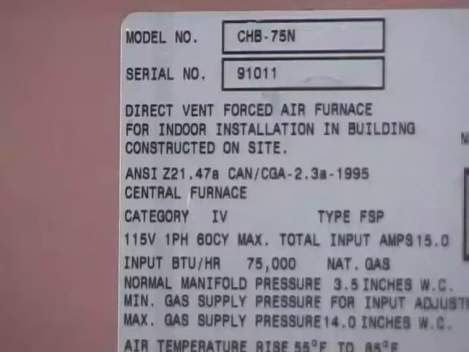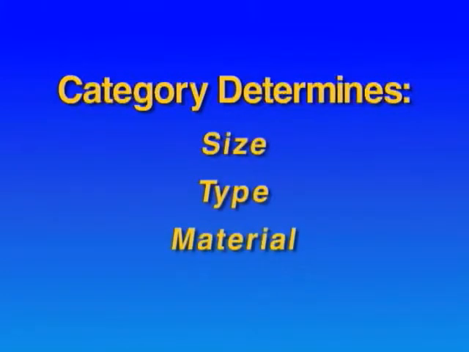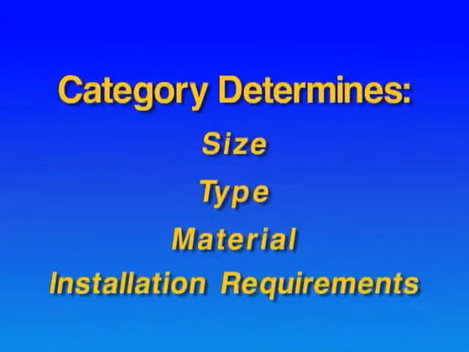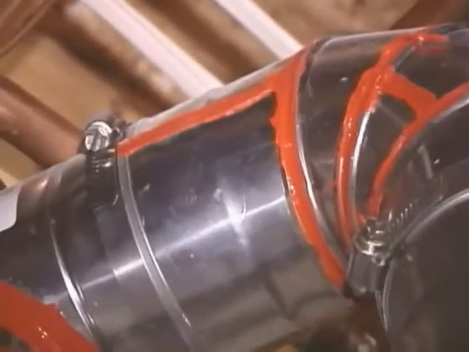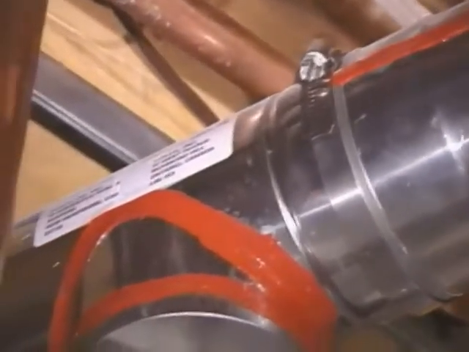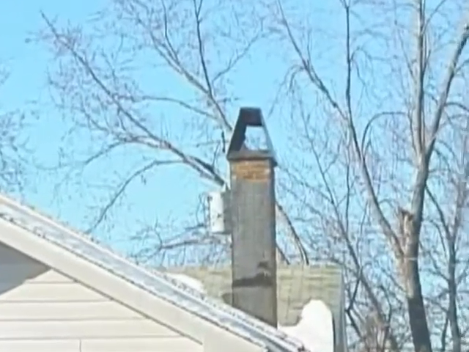Categorizing appliance designs is important for 2 reasons. First, this determines the size, type, material, and installation requirements of the vent system for a particular appliance. For example, Category 3 and 4 appliances both require gas-tight vent systems since the pressure within their vent systems is positive. A Category 4 appliance will require a vent system built of corrosion-resistant materials since condensate is corrosive. Masonry chimneys are specifically not acceptable.